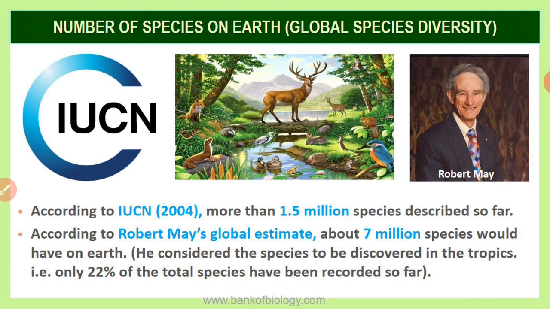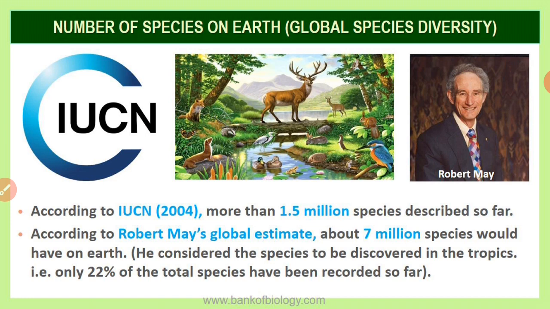Then, according to the conservative and scientific study made by Robert May, whose picture has been given over here, global species diversity is about 7 million species. So according to this global estimate, about 7 million species would be on earth.